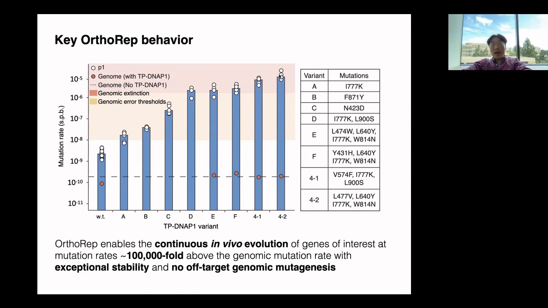And what allows this to happen is, of course, when you have this high mutator on P1, the genomic mutation rate stays near 10 to the minus 10. So it's basically unchanged in the presence of the mutator, and we're measuring these in the same strain. So we really do now have this system where we can achieve continuous hypermutation of genes of interest at mutation rates that are about 100,000-fold higher than genomic mutation rates. And there's no off-target genomic mutagenesis. So this makes the system quite stable and durable for evolution of genes of interest.